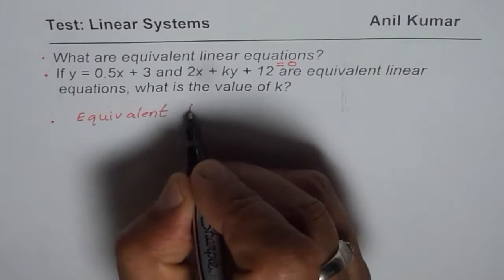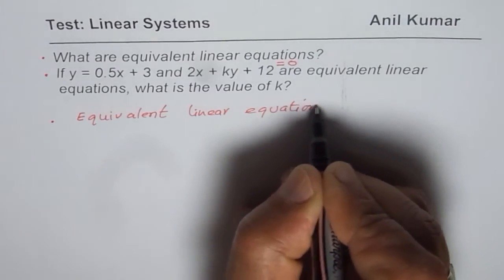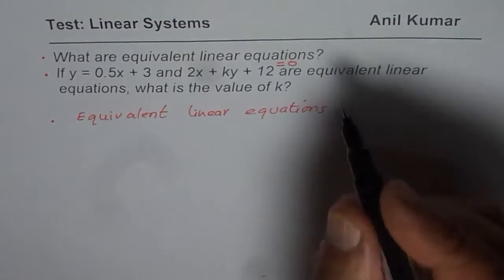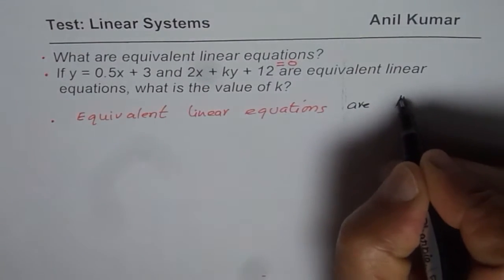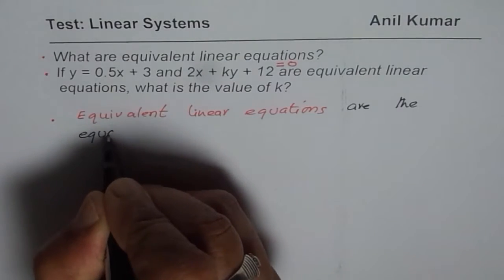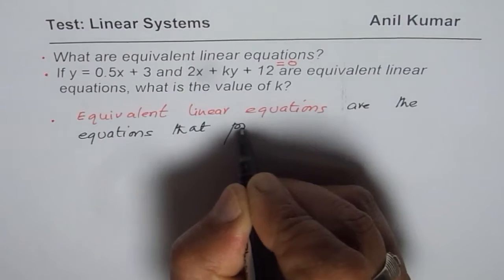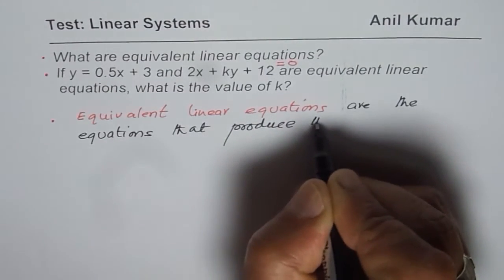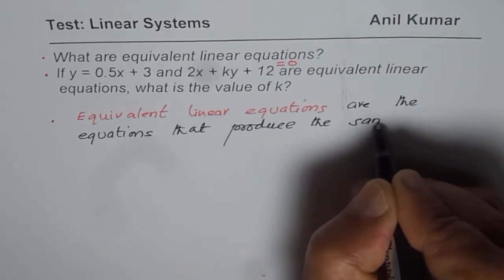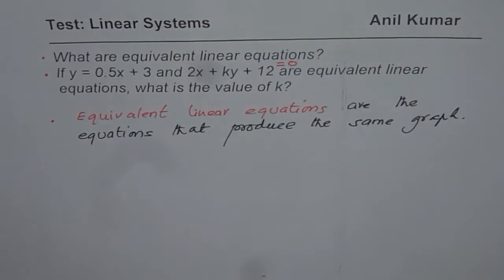Now, equivalent linear equations are the equations that produce the same graph. So in our case, same lines, right? Exactly same lines. So that is what equivalent linear equations are.